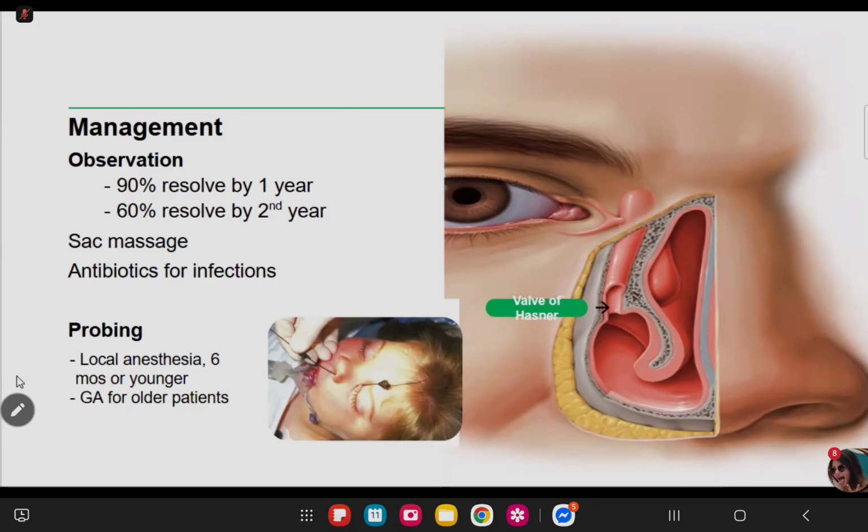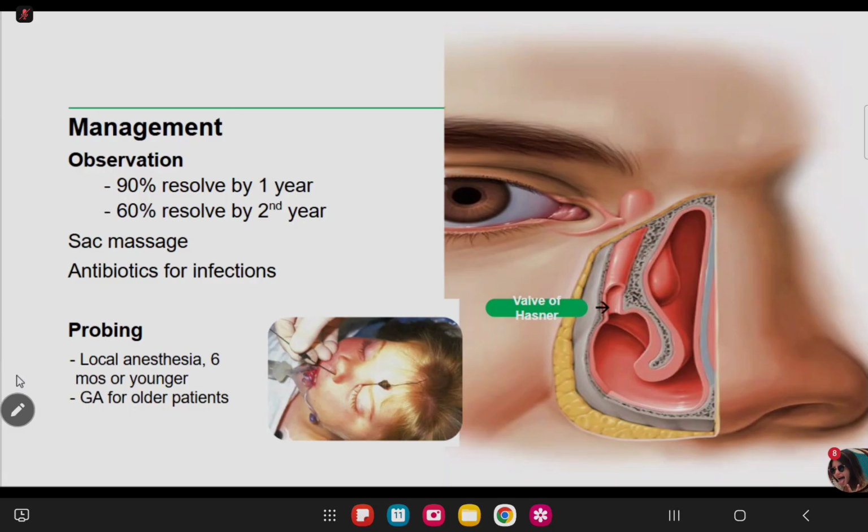So we check if there would be restrictions or limitations upon the passage of the probe. This condition, your nasolacrimal duct obstruction, has a slower resolution as time goes by. So we usually perform those invasive procedures after we have exhausted all the non-invasive procedures such as your massage, no?